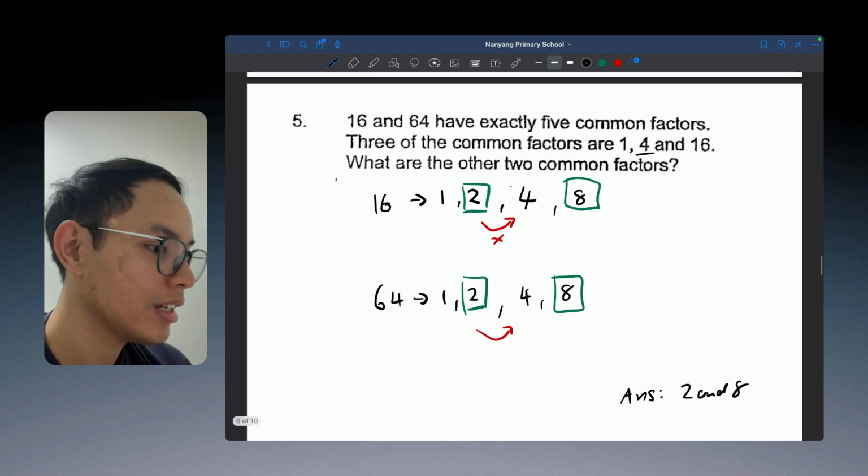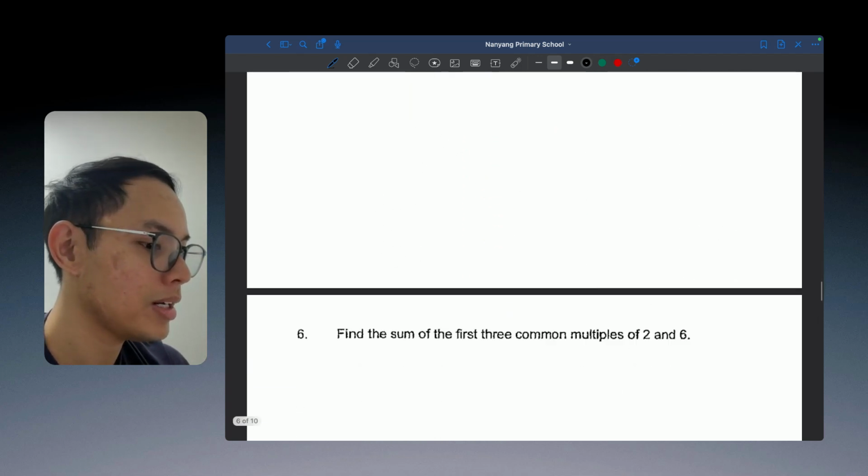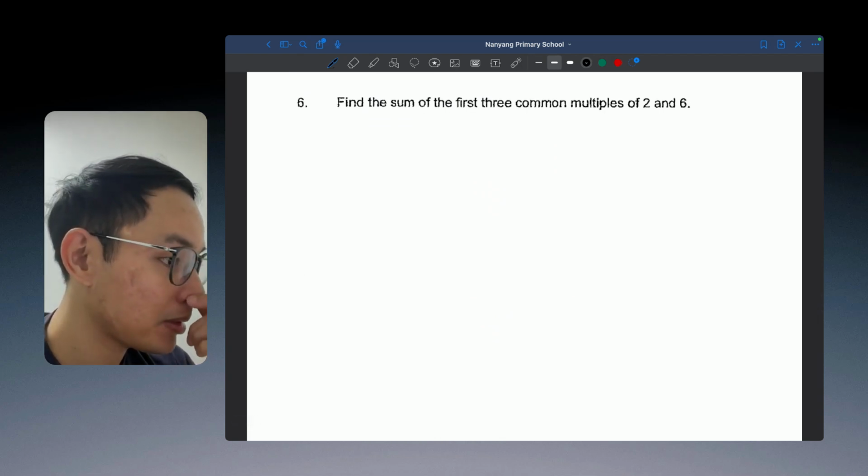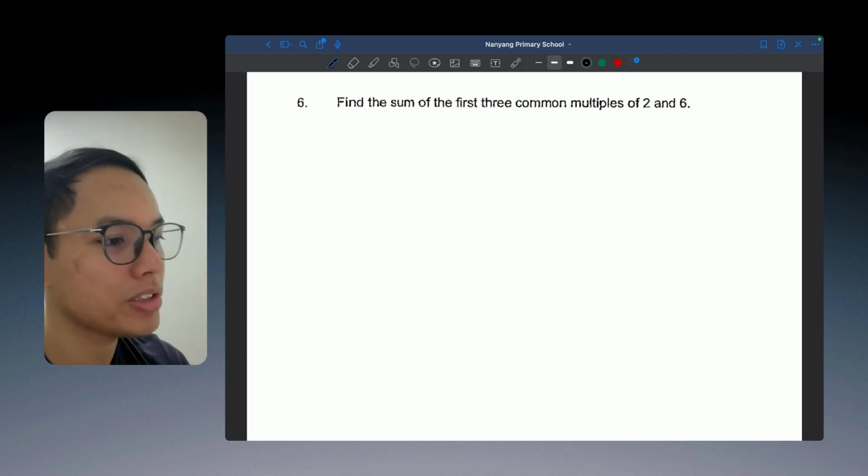All right. Okay, so let's move on to the next one. Find the sum of the first 3 common multiples of 2 and 6. So break down the question again, right? We are looking for what?